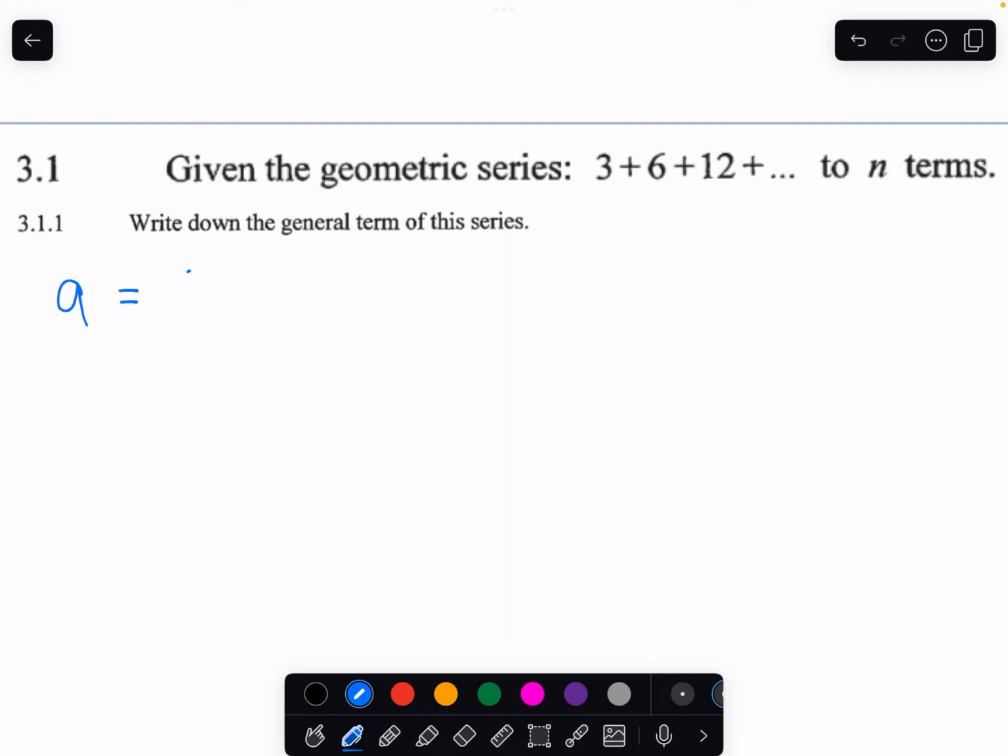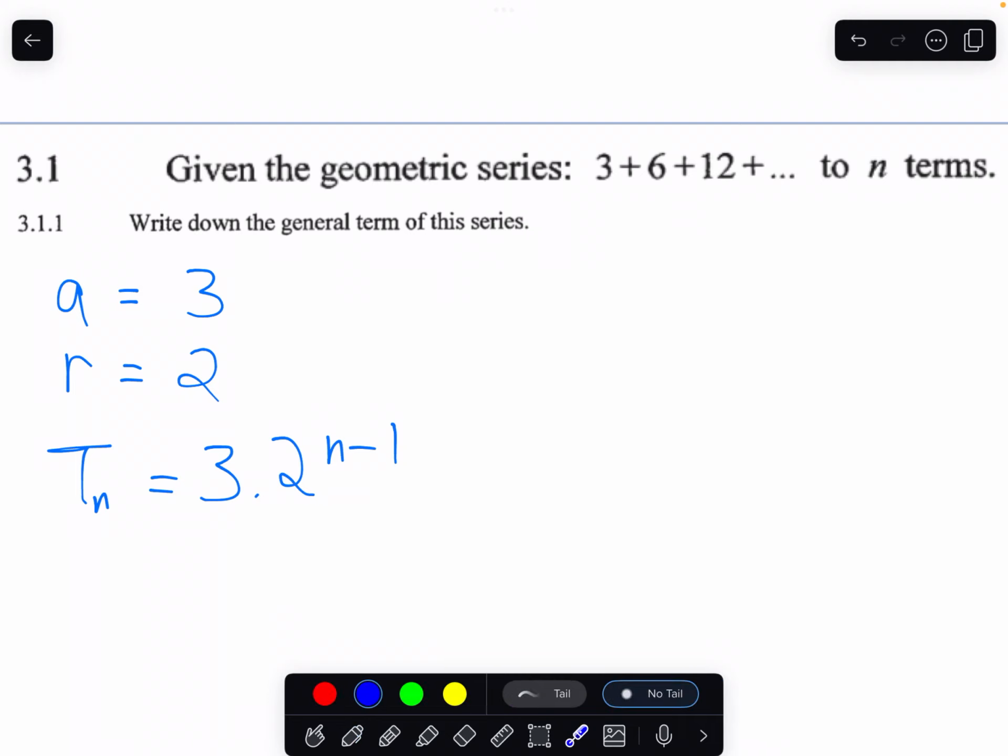The first term is 3. The common ratio is 2, right? 3 times 2 gives me 6. 6 times 2 gives me 12. Okay, and we want the general term, so we want Tn. And we know that for a geometric series, this is given by a times r to the n minus 1. In our case, our a is 3, and our r is 2. And that is our formula.